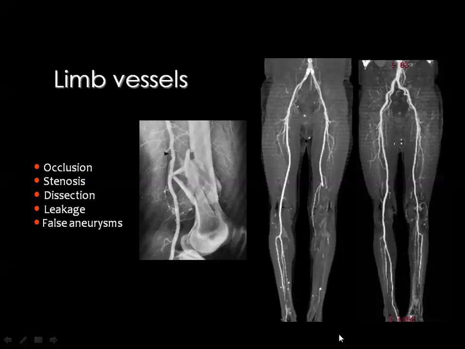Also, as I have mentioned, you can use CT to show the vessels, especially in cases of fractures like this case, where you want to know the state of the popliteal artery in a comminuted distal femoral fracture.